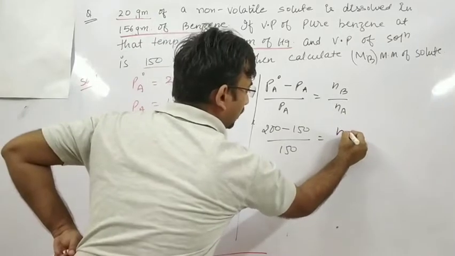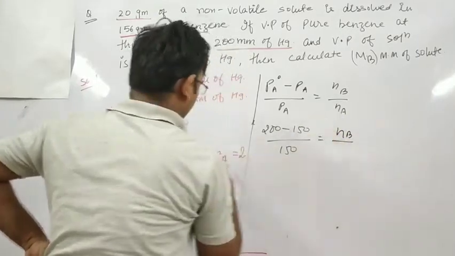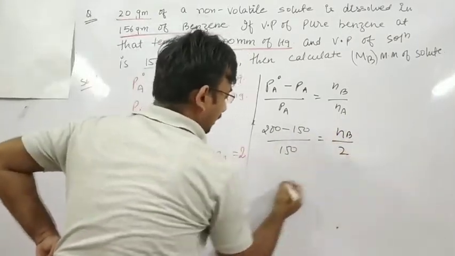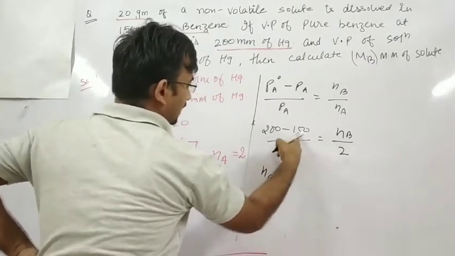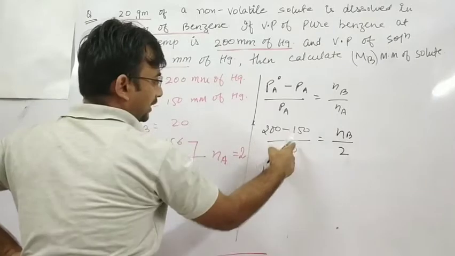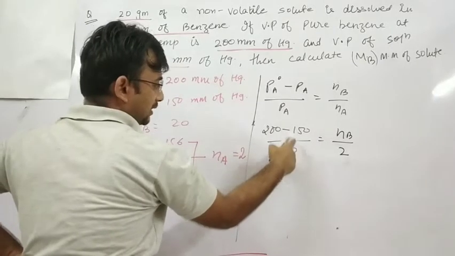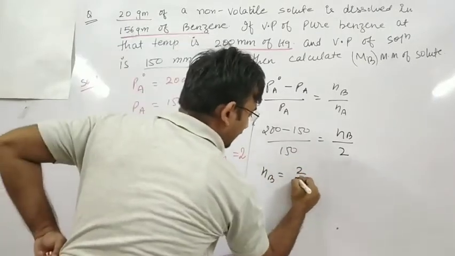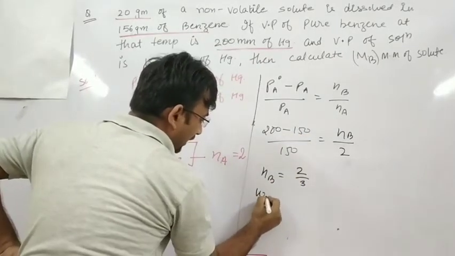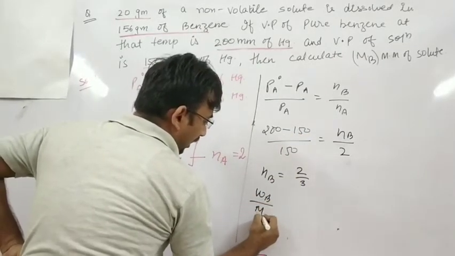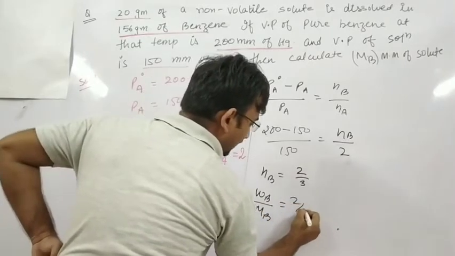NB we have to calculate, and NA value we have already calculated, 2. Now from here, NB will be equal to how much? This will become 50 divided by 150, this is 1 by 3. So this will become 2 by 3. Now NB can be written as WB upon MB, which is equal to 2 by 3.